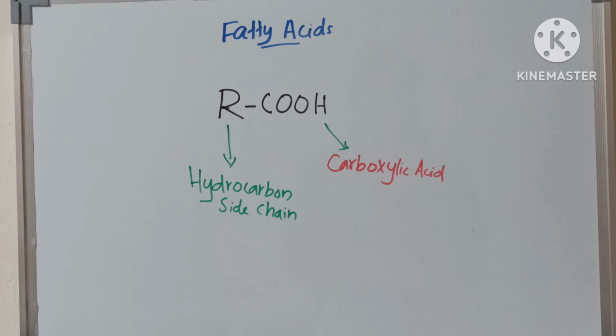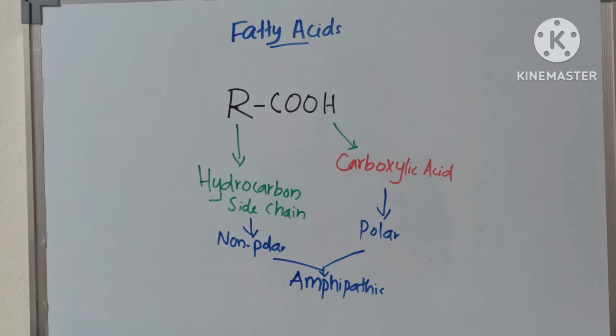Fatty acids are carboxylic acids with hydrocarbon side chains. This can be denoted as RCOOH. Here R represents hydrocarbon side chains and COOH is carboxylic acid. These hydrocarbon chains are non-polar in nature and carboxylic acid is polar in nature. Because of the presence of these polar and non-polar parts, these fatty acids are amphipathic molecules.